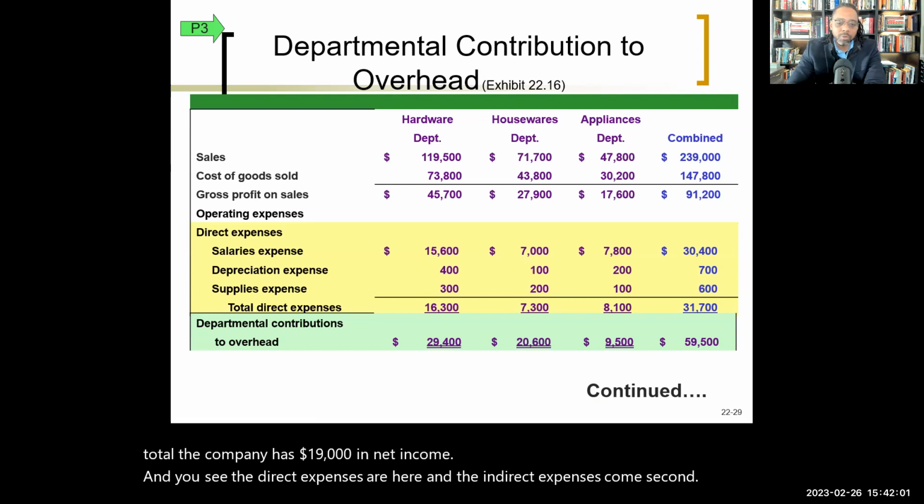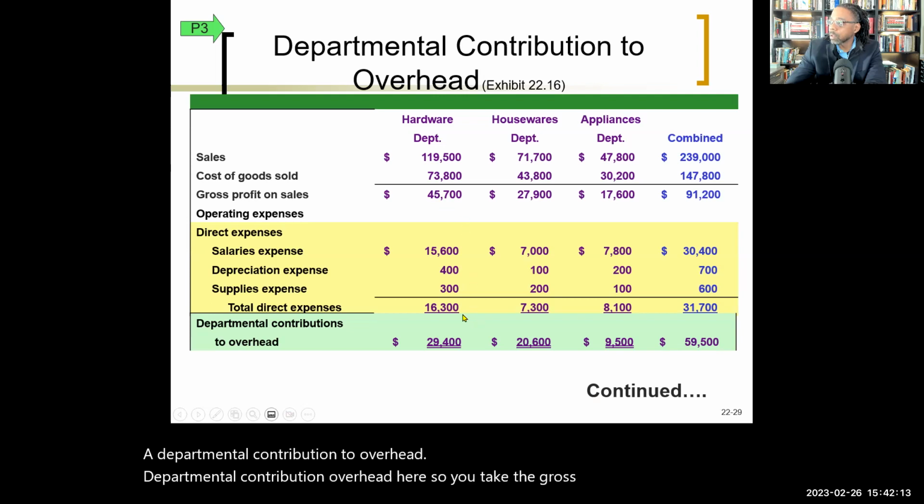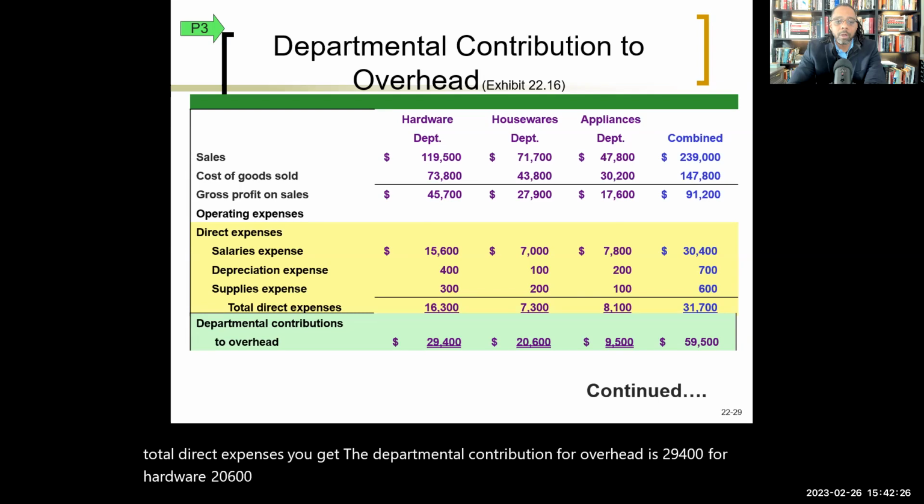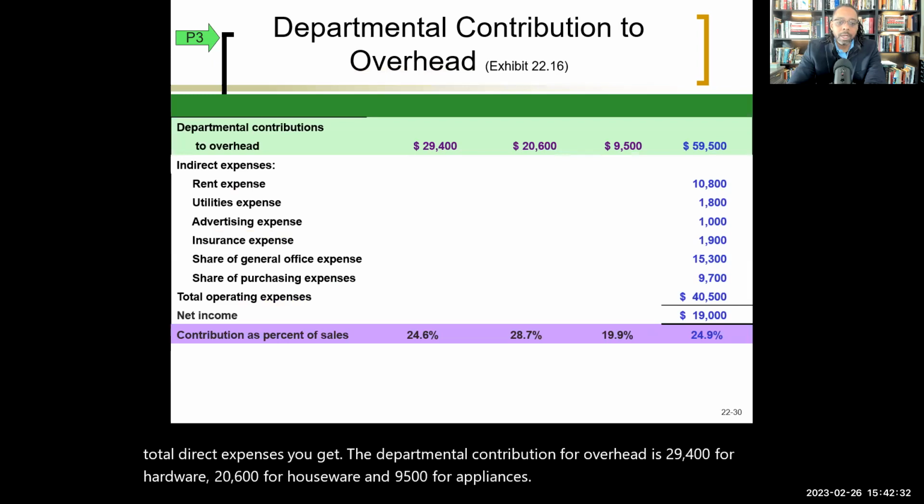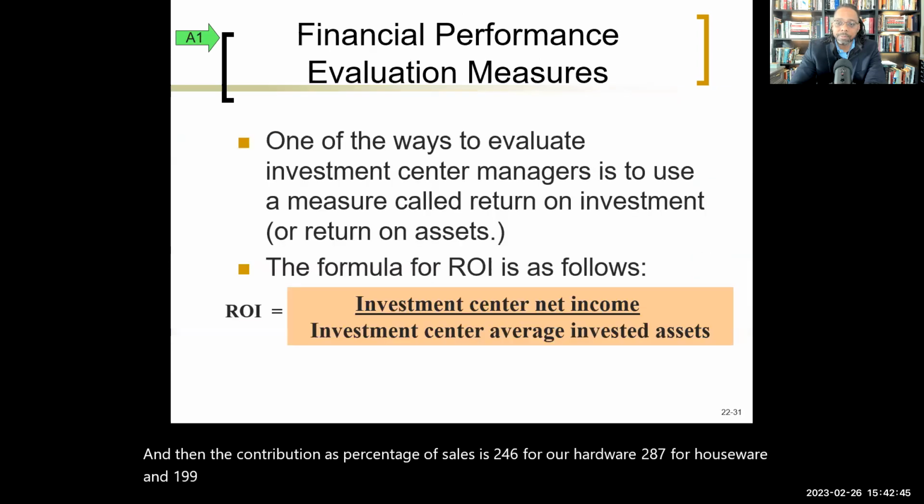Departmental contribution to overhead here. So you take the gross profit, so sales, minus the total direct expenses, you get the departmental contribution for overhead. It's $29,400 for hardware, $20,600 for houseware, and $9,500 for appliances. And then the contribution as percentage of sales is 24.6% for hardware, 28.7% for houseware, and 19.9% for appliances.